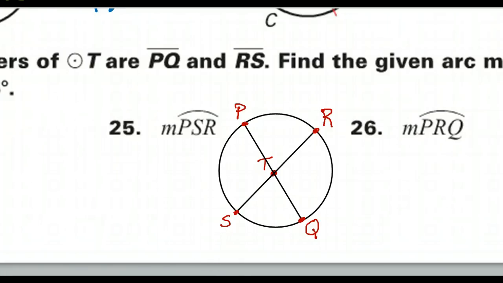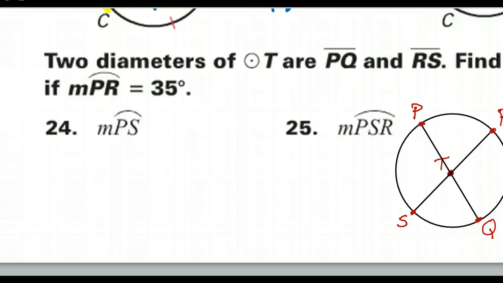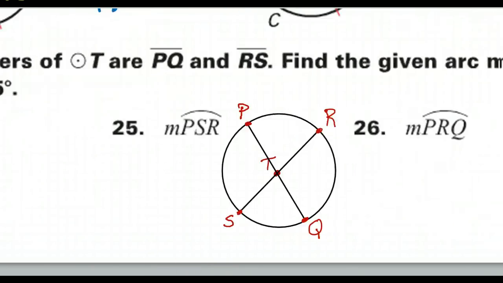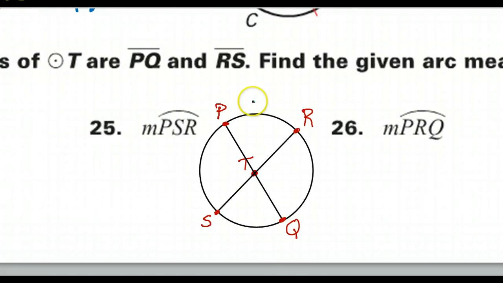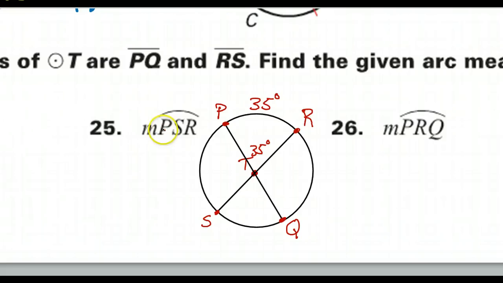So, given that information, we're supposed to find the given arc measure. Oh, one more thing. Arc PR is 35 degrees. It's good to know. So that means that this is 35 degrees, which of course means this angle down here is also 35 degrees. So finally, we're set up to now answer question number 25. We're supposed to find the measure of arc PSR.